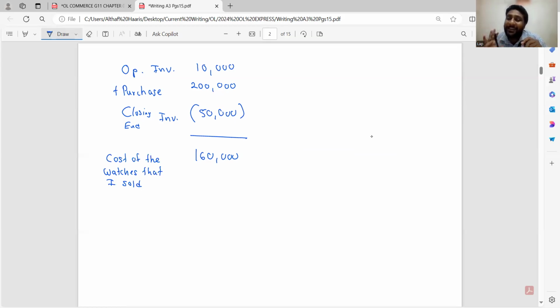Now we learned. Now this is the logical explanation. Based on this, we'll construct a formula to calculate the cost of sales. Cost of sales means cost of the badu that you sold. Everyone tell me how to find it. Opening inventory plus the purchase minus the closing inventory.